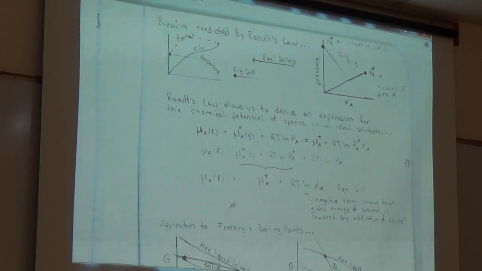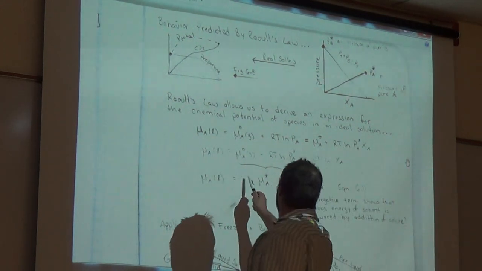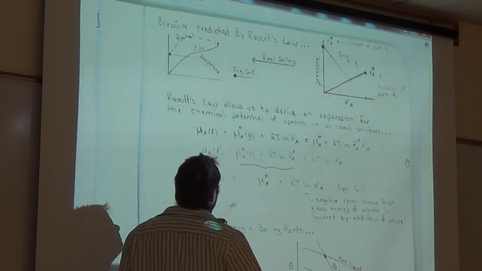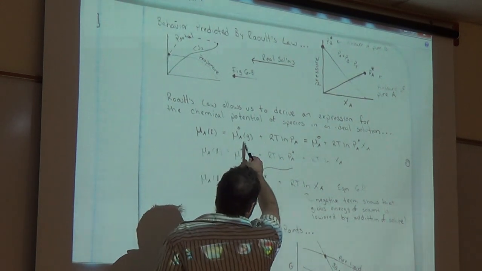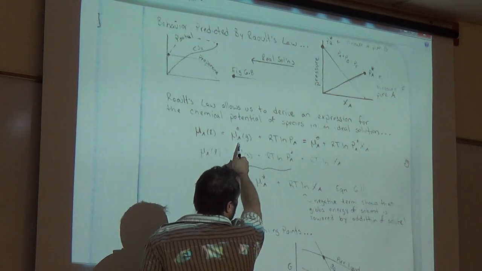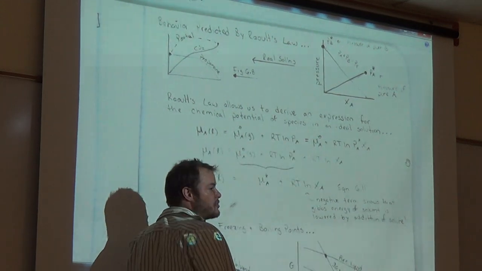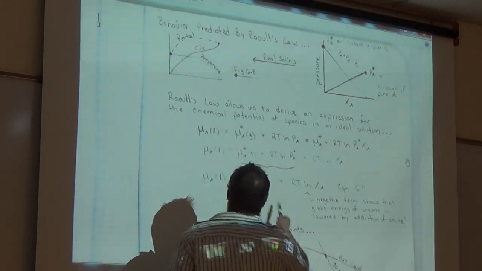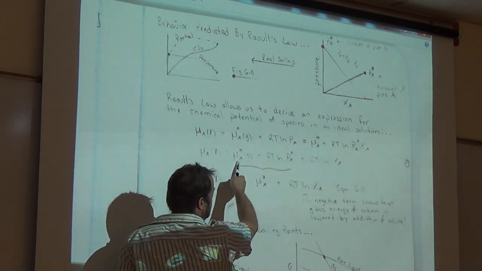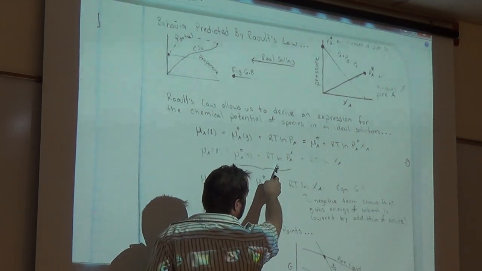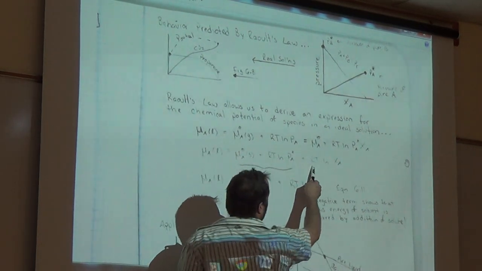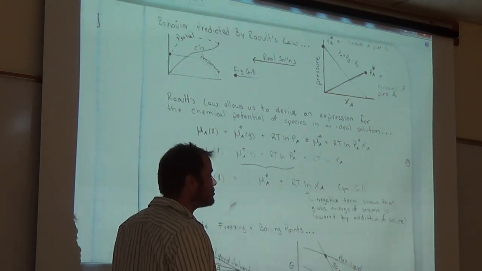So Raoult's law allows us to derive this expression for the Gibbs free energy. You say that chemical potential in a liquid is equal to the standard chemical potential plus RT times the natural log of the pressure observed. The pressure is pressure of the pure times the mole fraction. And so you end up with chemical potential of the liquid is standard chemical potential plus RT times the natural log of the pressure of the pure plus RT times the natural log of the mole fraction of the component in the solution.